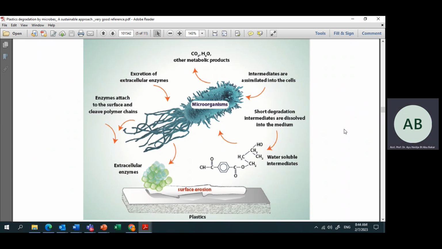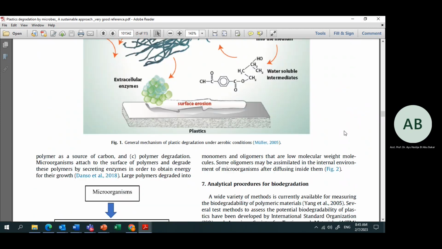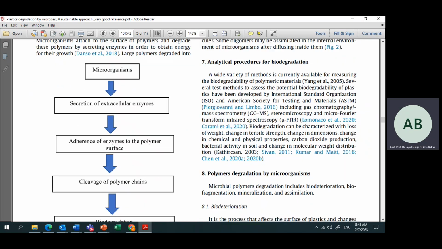Like when you eat food, you have to put food inside your mouth first. Then only an enzyme comes out, right? To process the food, to degrade. Then it shows you the flow chart, how it goes.